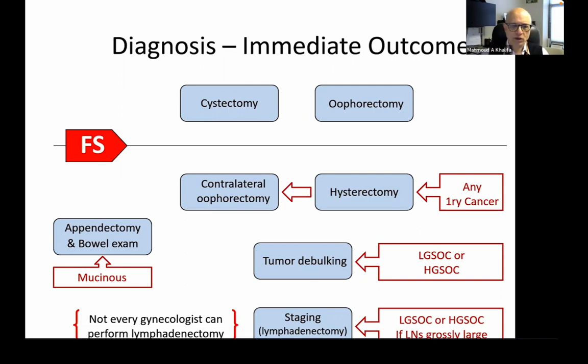I want to point out also that not every gynecologist can do lymphadenectomy. Lymphadenectomy needs special training. So it is important to know whether your surgeon can perform lymphadenectomy or not. If this is a regular gynecologist, then all of these diagnoses don't mean anything to them because they are not going to do the lymphadenectomy. Lymphadenectomy requires, in this country, 3 years of training in a gynecologic oncology fellowship. So these are the options for the surgeon.